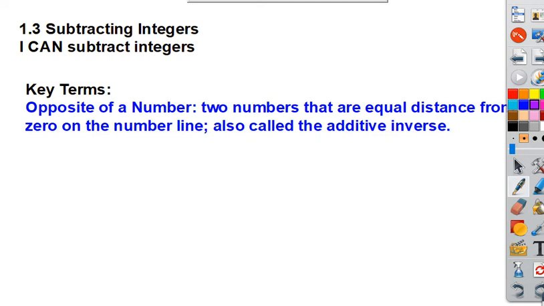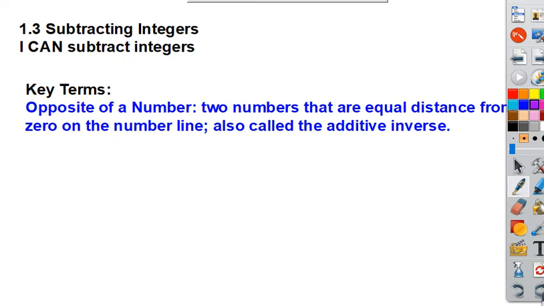Okay, take out your notebook. You are looking for your blue note taker that says 1.3 subtracting integers. So we just finished adding integers with same signs, adding integers with different signs. So now we're going to look at subtracting integers. If you look at your essential question, it's just that you can subtract integers.